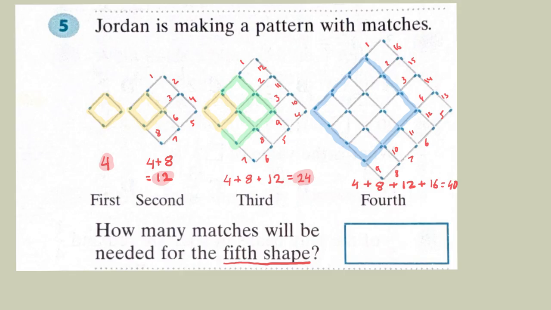I predict that it will be 4 plus 8 plus 12 plus 16, and now we need to add another number here, which will be an extra 4, that's 20. So altogether my fifth number should be 60. The more you do of those patterned problems, the more you'll become better and adept at analyzing them.